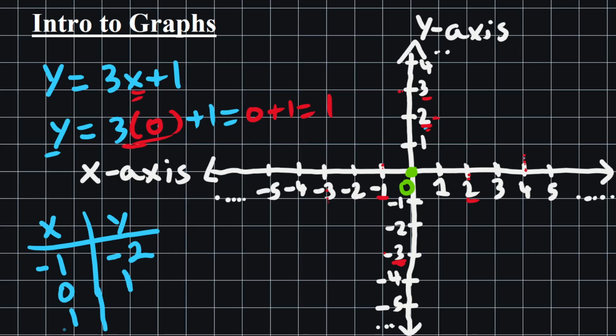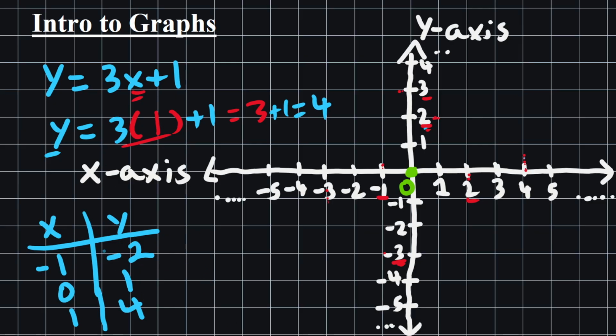Now let's try it again for when x equals 1 right here. So what is y when x equals 1? Let's give it a try. Instead of substituting 0, we're going to substitute a 1 for x. So 3 times 1 is 3. And then plus 1. What is 3 plus 1? That is 4. So when x is 1, y is 4.